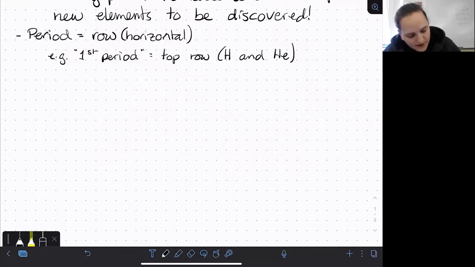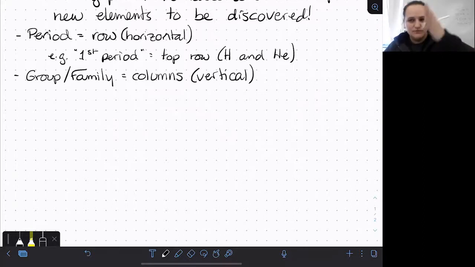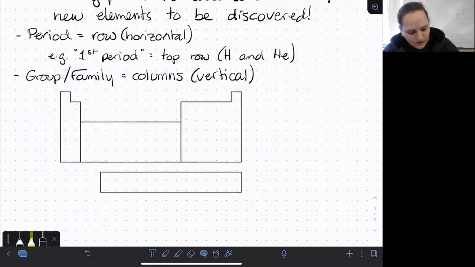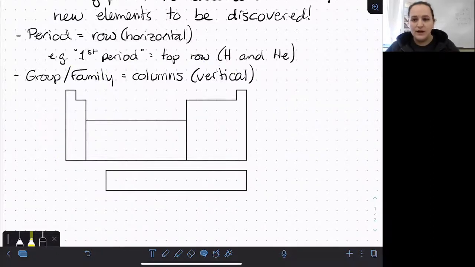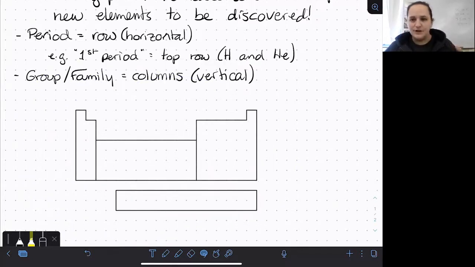And then we also have groups or families, which are the columns, or the vertical lines. So the groups have a variety, unfortunately, of different ways that they get labeled. I'm going to be using just this outline of the periodic table to block off different sections and identify different parts and pieces, and I'll be copying this over a few times.